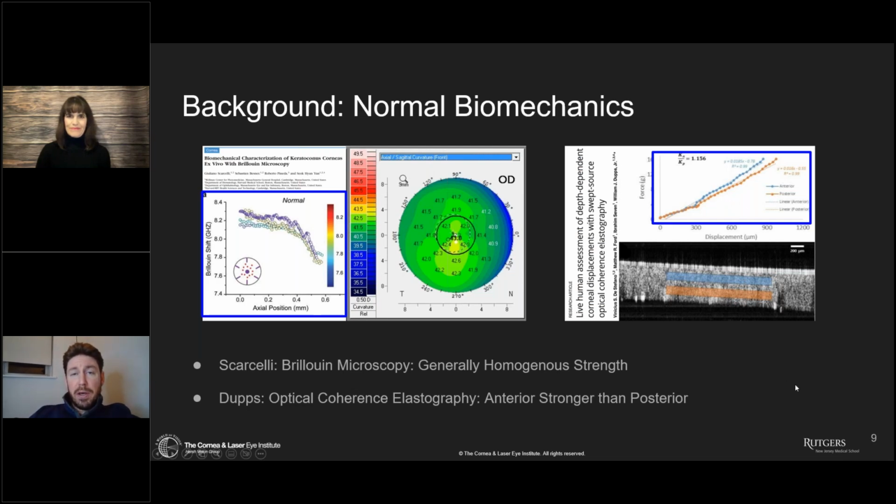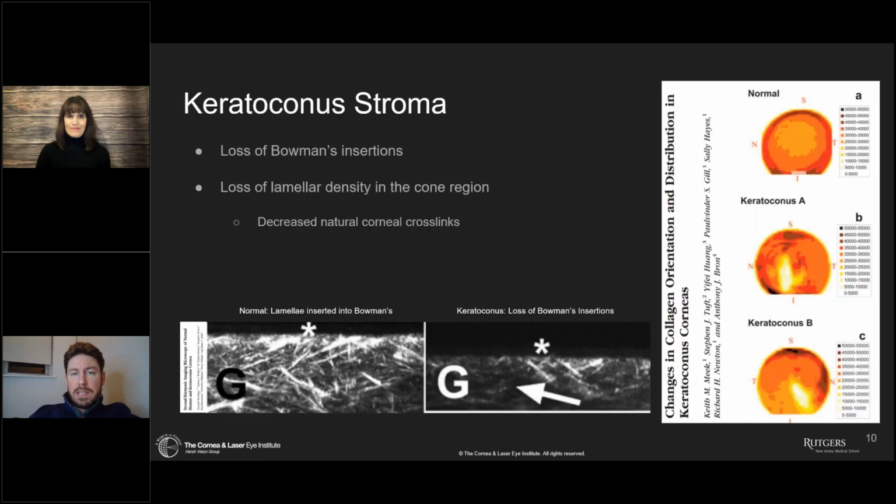So if we go to the keratoconic cornea, we're going to see changes in the keratoconic stroma. We see a loss of insertions of those lamellae in Bowman's layer. You can see on the left the normal lamellae inserted into Bowman's, again with that bird's nest interweaving, and the loss of that in the keratoconic cornea. We also see a loss of the lamellar density in the area of the cone. You can see this clearly in Keith Meek's work off to the right. Basically, this is all related to decreased natural corneal crosslinks.